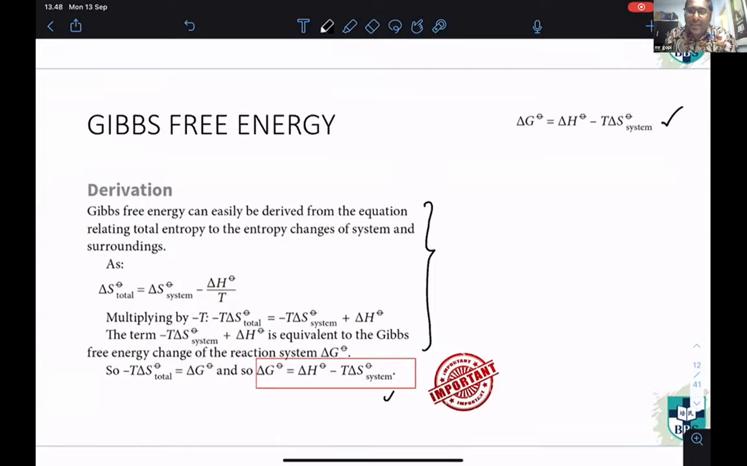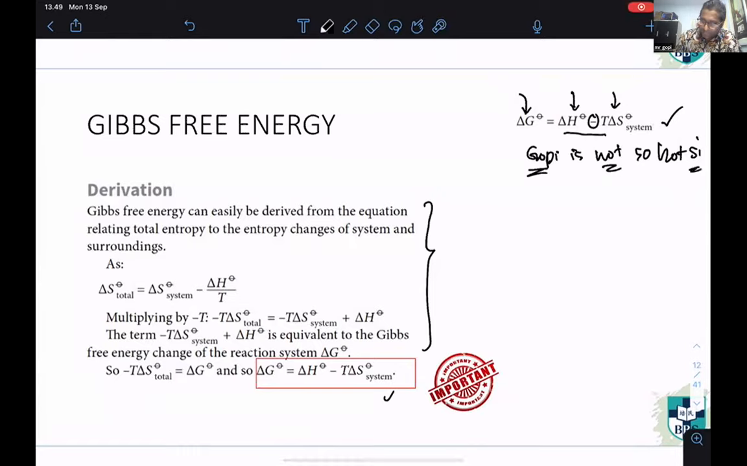Gibbs free energy is the enthalpy change minus the temperature times the change in entropy. If you want to remember, you can say, "Mr. Gopi is not so hot." This one is for the weaker students who want to memorize the formula, because there are too many formulas to remember. Gibbs free energy is not hot. You just remember H, enthalpy, the hot one, and then S, the system.